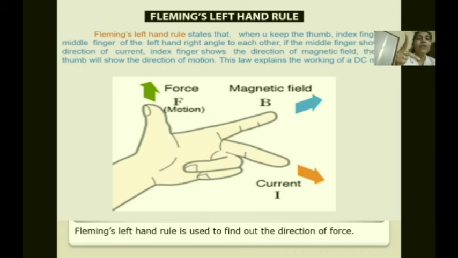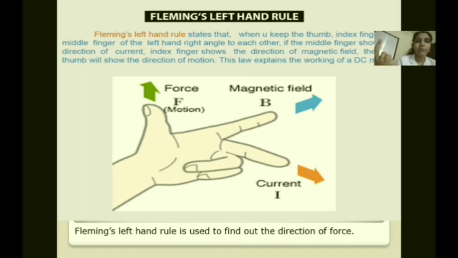If you hold your middle finger and index finger in this direction, the thumb will give you the direction of that force. Whenever you adjust your middle finger and index finger as per the direction of magnetic field and current, your thumb will be pointing towards some direction, and that thumb will give the direction of force at that time. We can do some examples based on this rule, then it will be more clear to you.